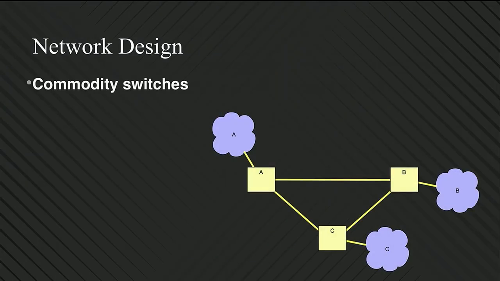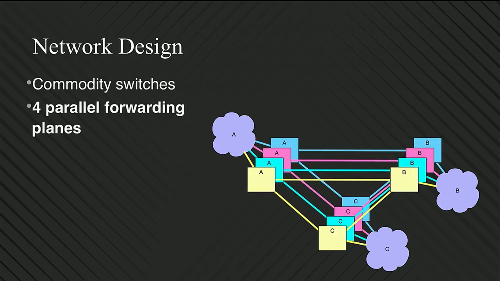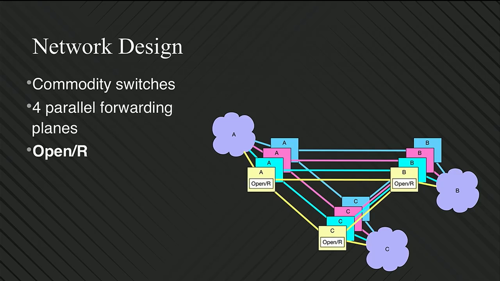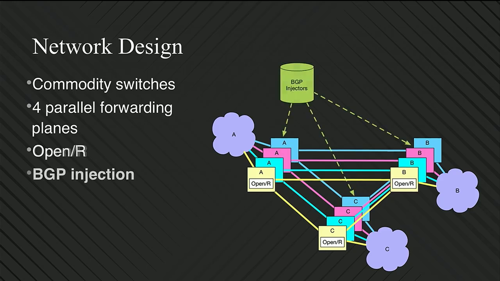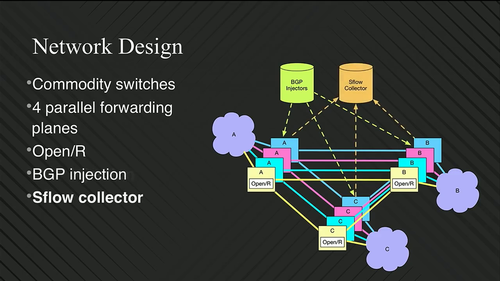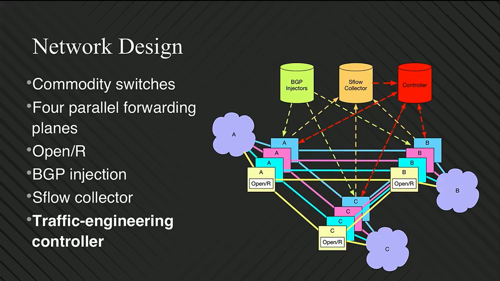So what did we do? Well, in this example, we have 3 data centers, A, B, and C. We decided to connect them using commodity switches. Then we replicate this topology 3 times and create 4 parallel forwarding planes. We use our own OpenR routing protocol on this network, and we incrementally onboard the traffic using BGP injection. We use sFlow for traffic estimation, and finally, we add a traffic engineering controller to steer traffic.